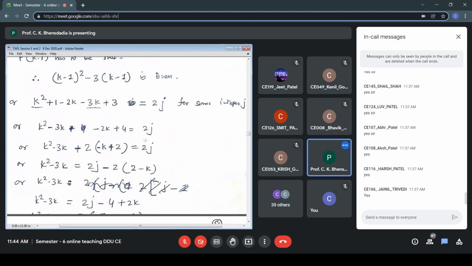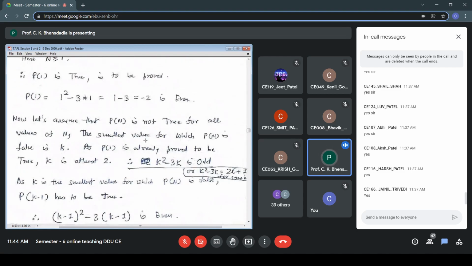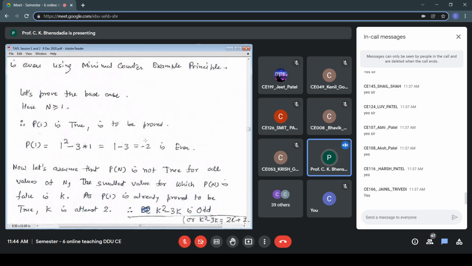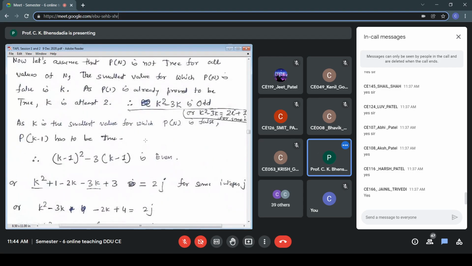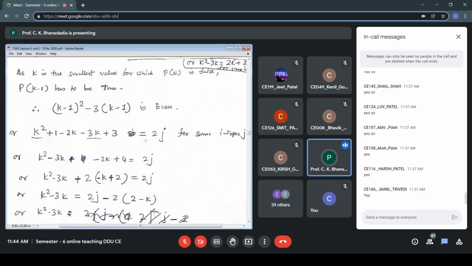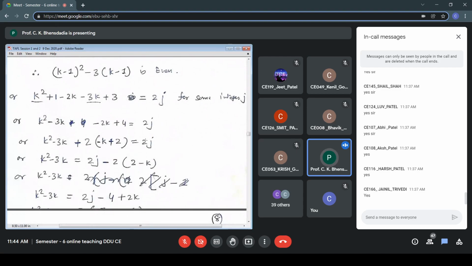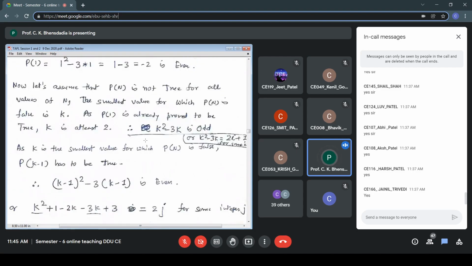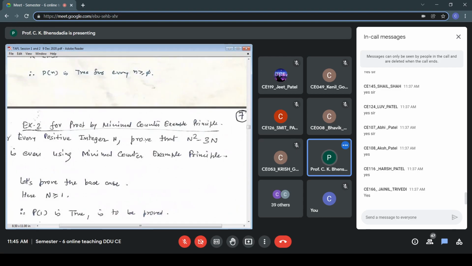It means we are getting k square minus 3k to be an even number, which contradicts the assumption that k square minus 3k is 2i plus 1, an odd number. We have proved that k square minus 3k is an even number, and that is the contradiction we were looking for. Therefore, the assumption that the statement is false for some value is false. In fact, no such k exists. Therefore, the statement is true for the entire range n greater than or equal to 1.